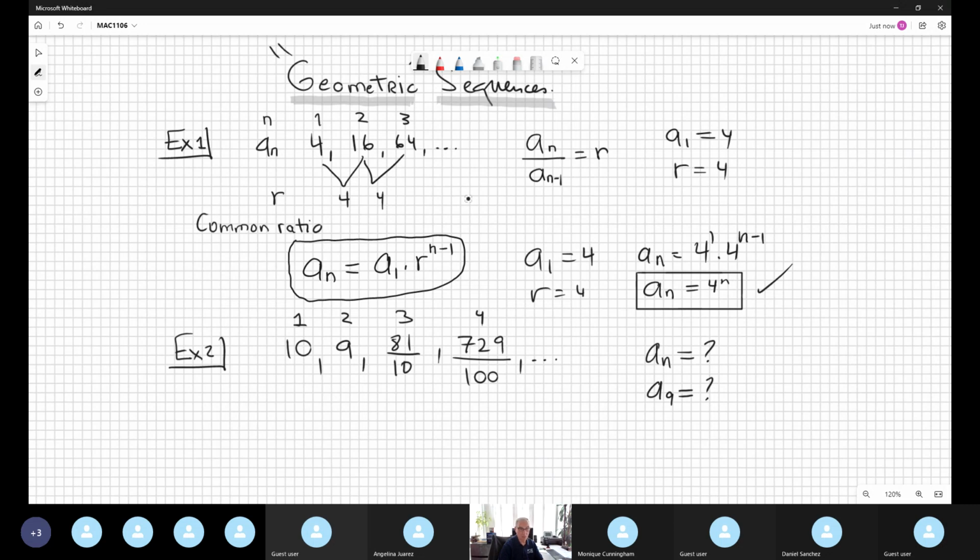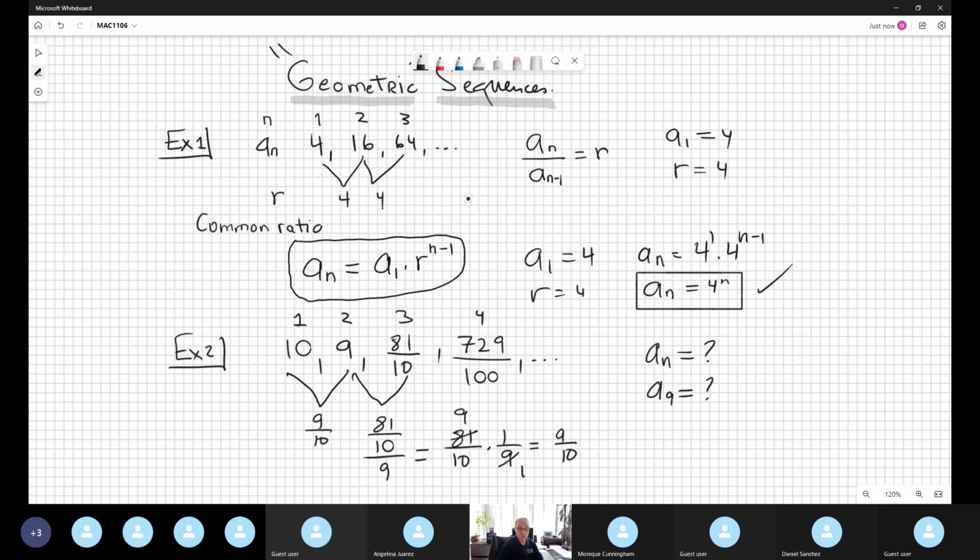Okay, first of all, I try to prove geometry. To prove geometry is easy: you divide each term by the previous one. Divide this by this: 81 over 10 divided by 9. This is 81 over 10 times the reciprocal, which is 1 over 9. You can simplify: 9 divided by 9 is 1, and 81 divided by 9 is 9, because 81 is 9 times 9. This is 9 over 10.